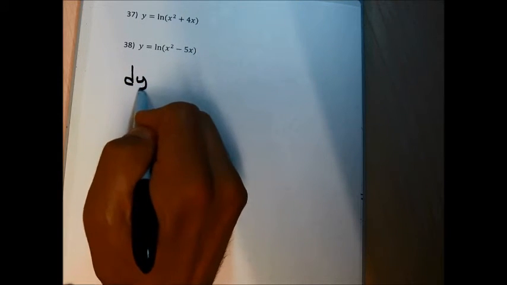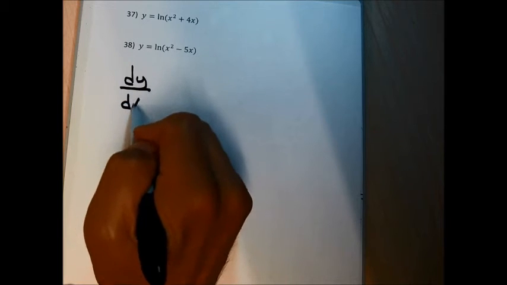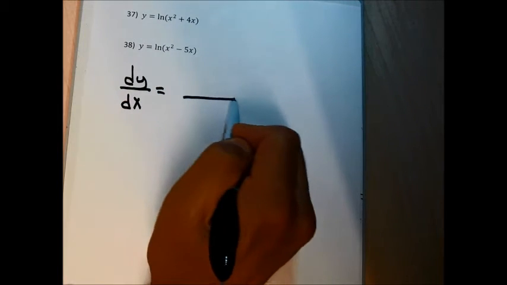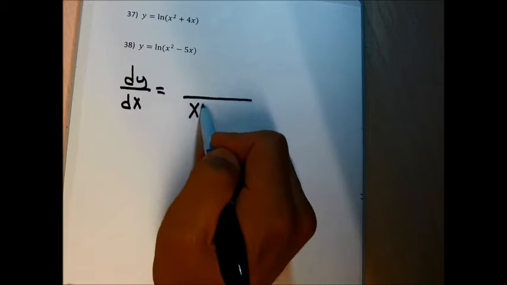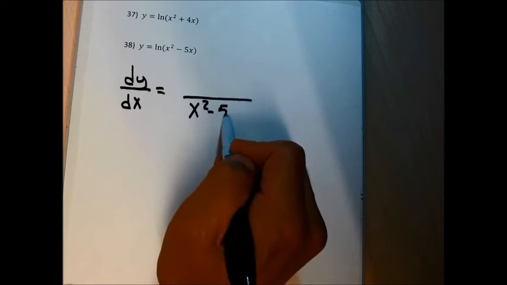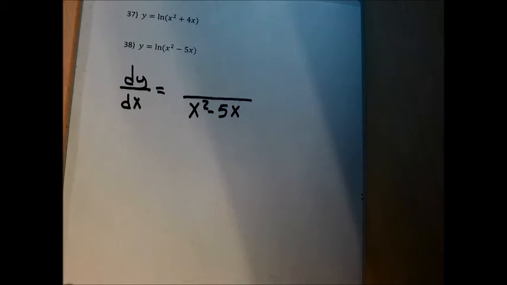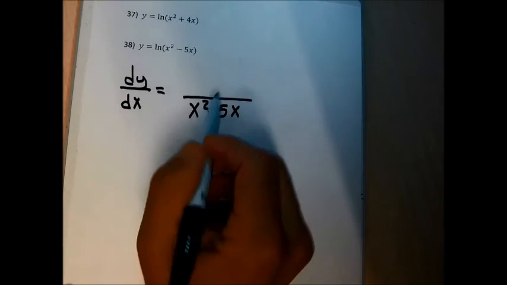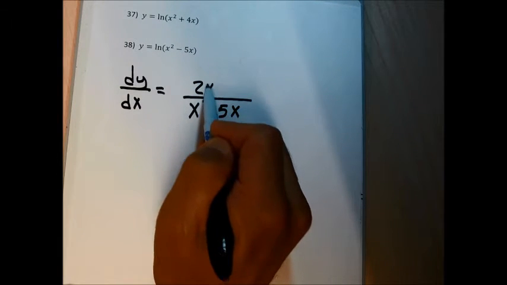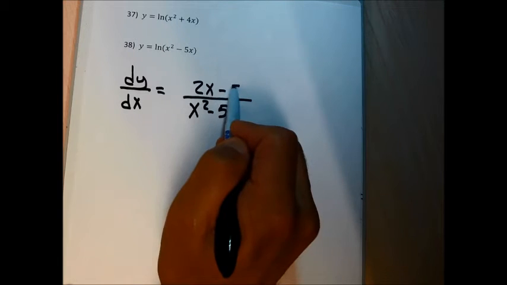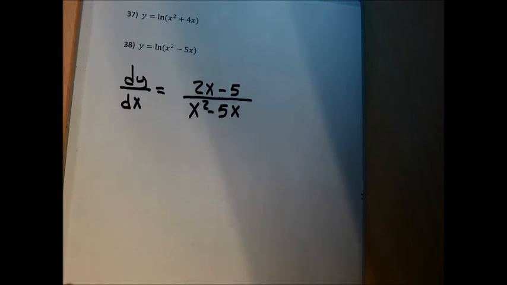Alright, so to do the ln of x squared minus 5x, I'm going to go dy dx equals, I'm going to make a fraction, and in the denominator I put the argument x squared minus 5x. In the numerator I take the derivative of that. The derivative of x squared is 2x. The derivative of minus 5x is minus 5. That's a perfectly acceptable answer.